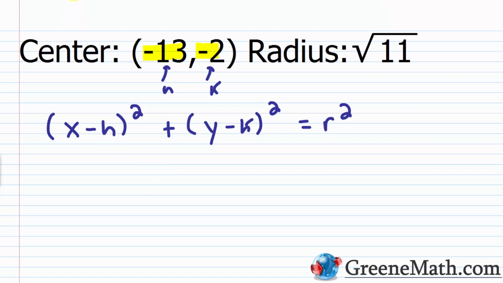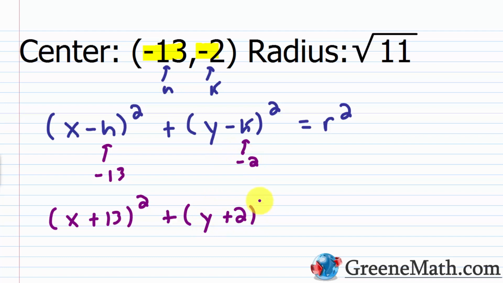If I'm plugging in for h, and h is negative 13, what I have here is minus a negative 13, okay? So minus a negative 13 is plus 13. So I've got to be careful. So I'm going to say x plus 13, this quantity squared, okay? A lot of students make the mistake when they have a negative involved, they just plug in, in this case, x minus 13, okay? That would be wrong. So then plus, I'm doing the same thing here. I'm plugging in a negative 2. So y minus a negative 2 is the same thing as y plus 2, and this is squared.